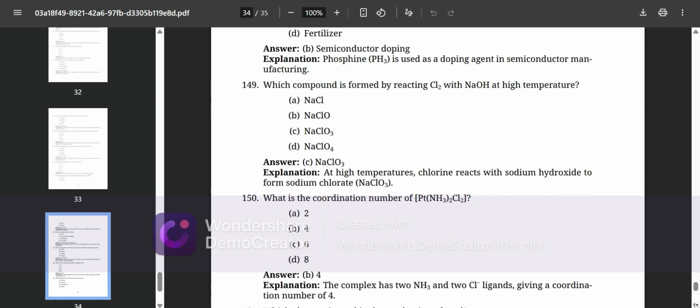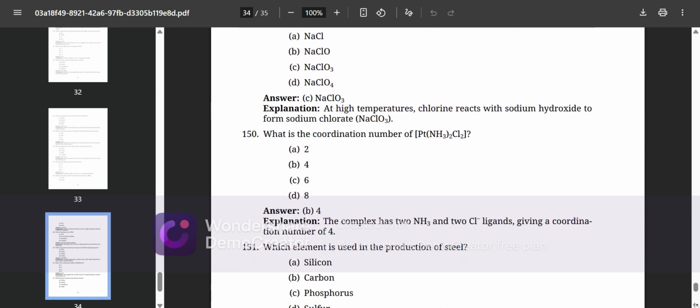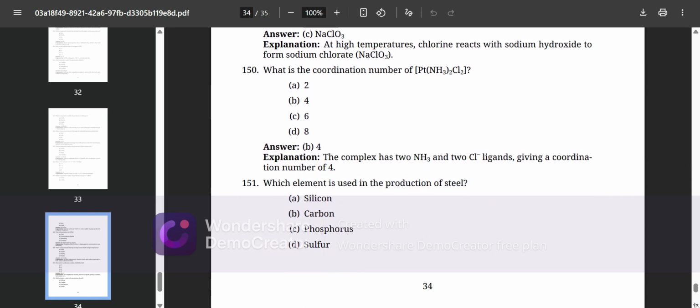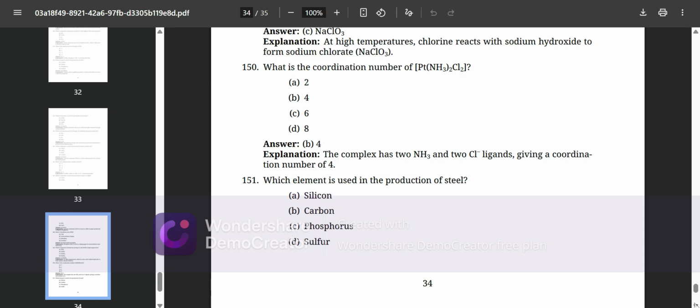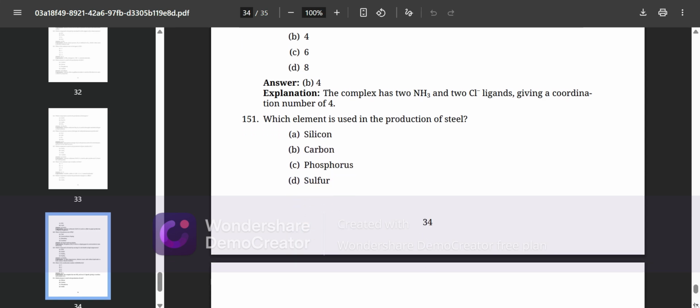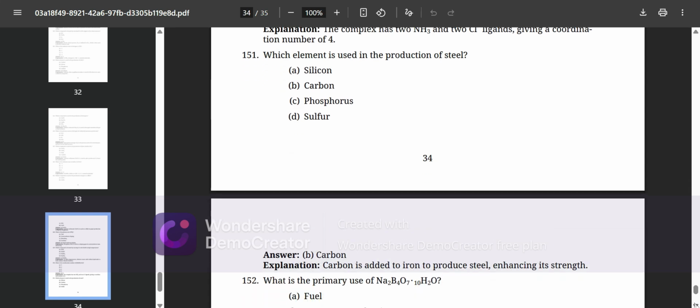Which compound is formed by reacting chlorine with NaOH at high temperature? NaClO3. At high temperature, chlorine reacts with sodium hydroxide to form sodium chlorate, NaClO3. What is the coordination number of Pt(NH3)2Cl2? 4. The complex has 2 NH3 and 2 Cl- ligands, giving a coordination number of 4.